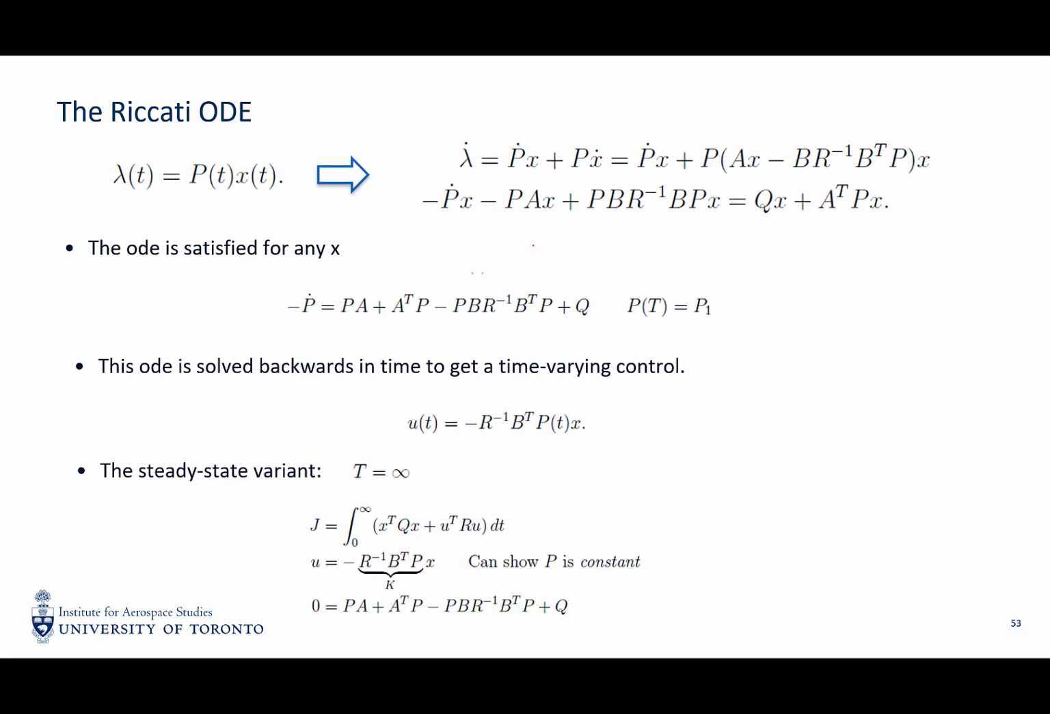If we say it is satisfied for any x, then we can pick x at some very special values, such as 1, 0, 0, 0, 1, 0, and 0, 0, 1.